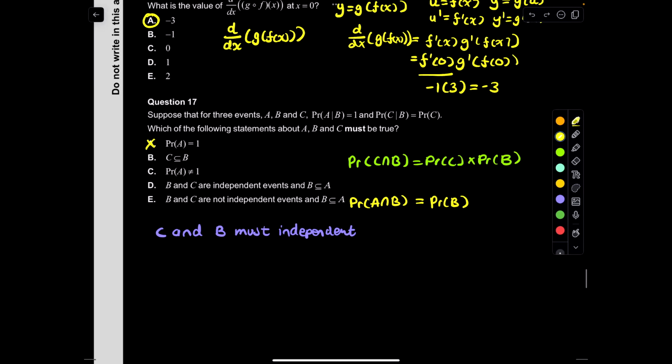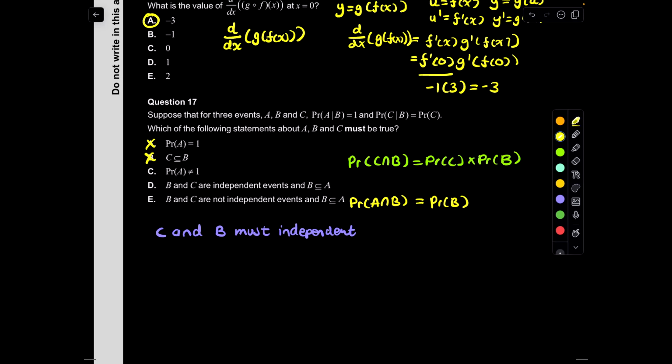Next one. C is a subset of B. So basically, C is inside of B. Wait, that's rubbish. C and B are independent. They're not related to each other. How can C be inside of B? C is a subset of B is absolutely wrong. C and B have no relation between them, so C cannot go into B.